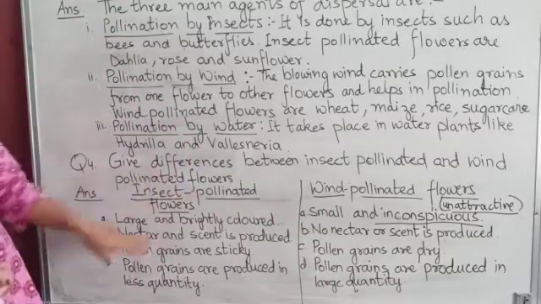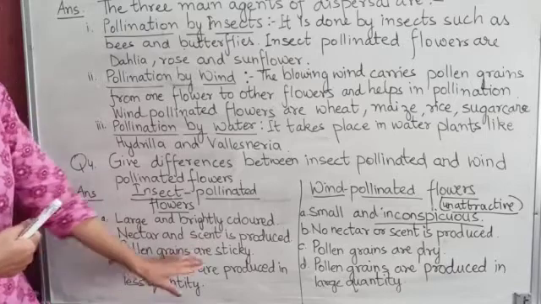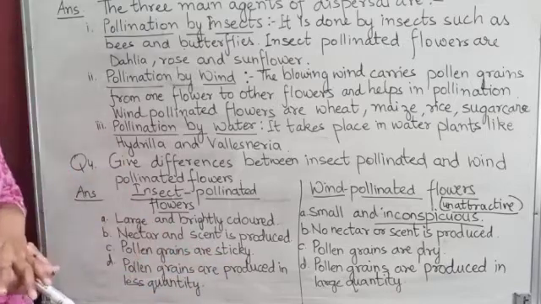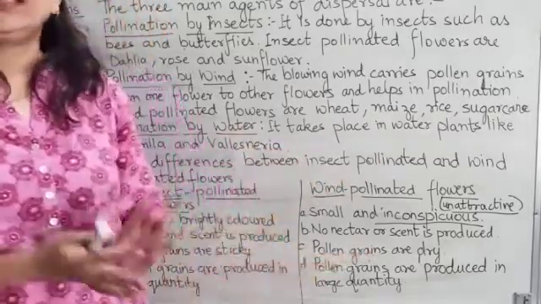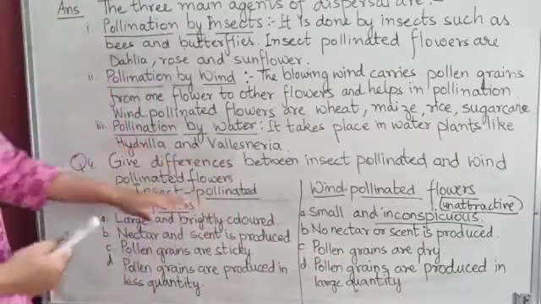Now in insect pollinated flowers, pollen grains are produced in very small quantity, but in wind pollinated flowers, pollen grains are produced in large quantity. So these are the differences between the two.